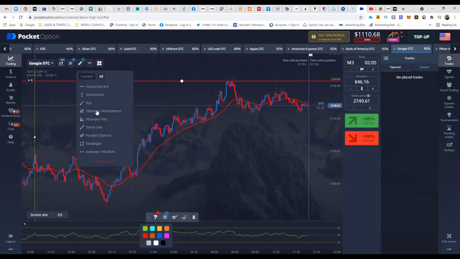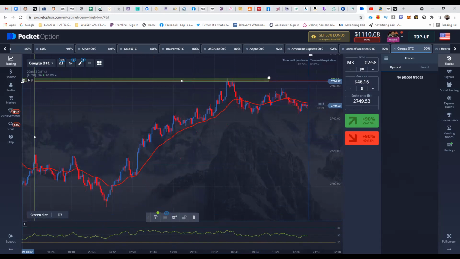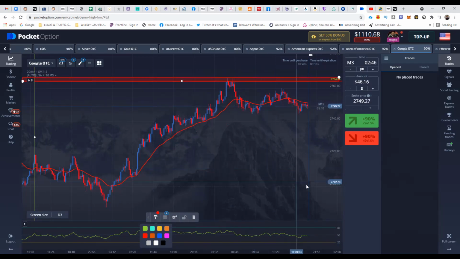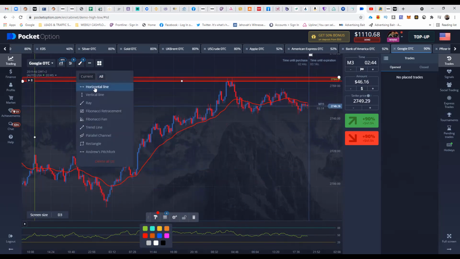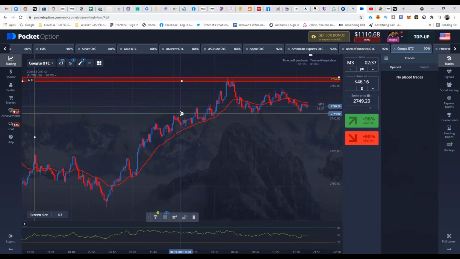Then I want to take the whole rectangle, mark it up to this. Going to make this red, and this is going to be our supply zone. All right. We're going to take another horizontal line. And we're going to mark up, I want to say, we'll mark it up to here.